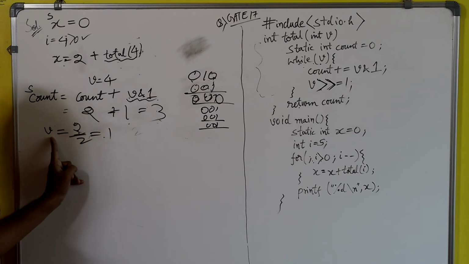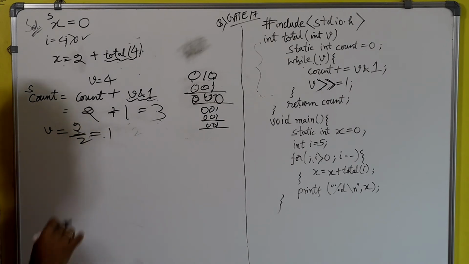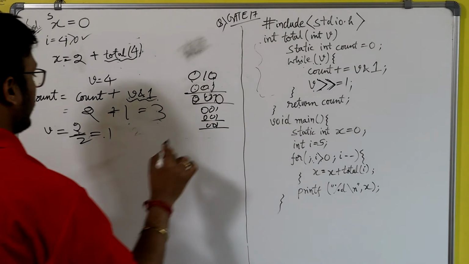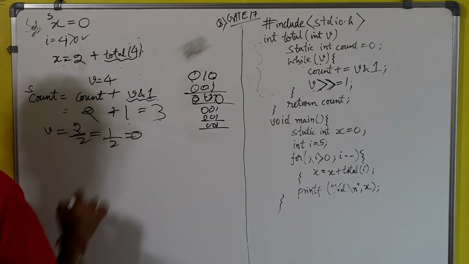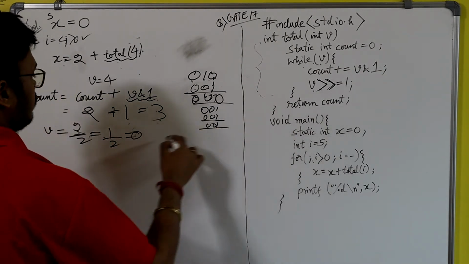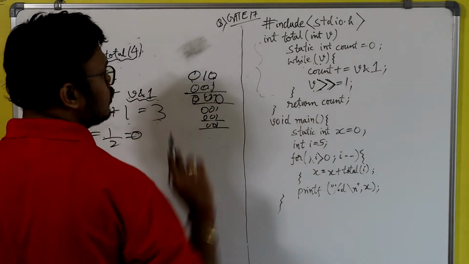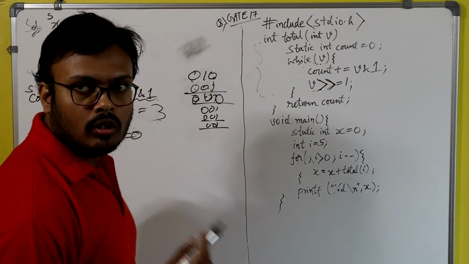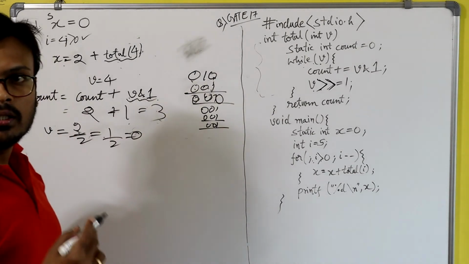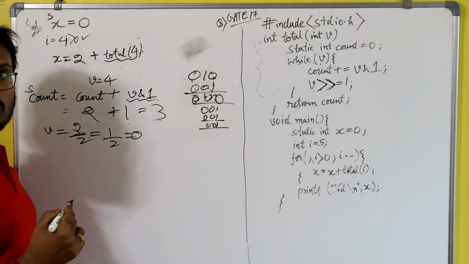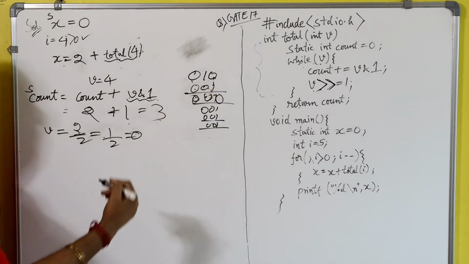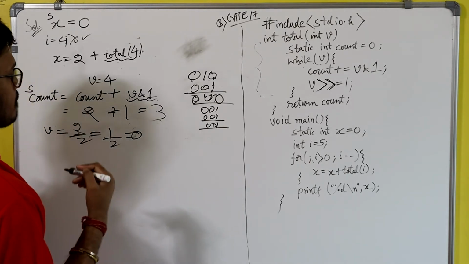And what is the value of v? It will be divided by 2. So 1 by 2 is 0. Okay. So now again, while 0. While 0, it means what? It is false. So what does it mean? It means that the while loop will be broken. Okay, so we will come out from the while loop.